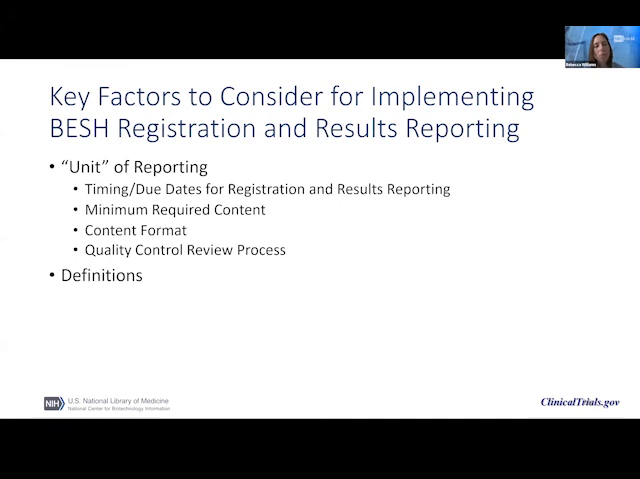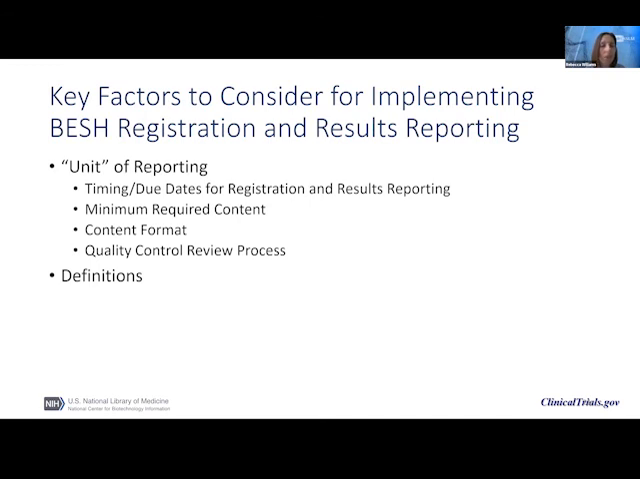And so when we thought a little bit about the analysis itself, as well as the challenges, and then the different views that we've heard from investigators, we've been able to summarize things into how we might define different factors that must be considered in any model for registration and results reporting. There are two major categories here. One is what I'm calling the unit of reporting, and I'll explain that a little bit more. The second major category is, of course, continuing to be clear about definitions when possible.